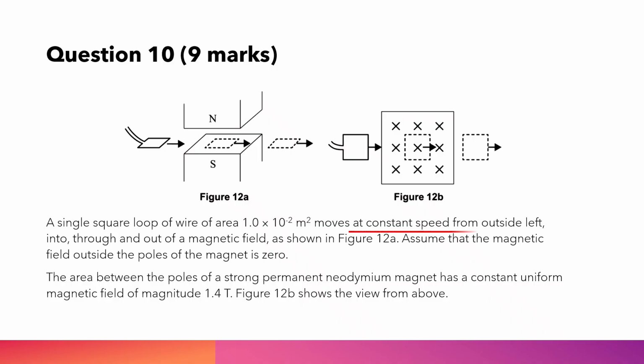A single square loop of wire of area moves at constant speed from outside left, into, through, and out of a magnetic field, as shown in Figure 12a. Assume that the magnetic field outside the poles of the magnet is 0. The area between the poles of a strong permanent neodymium magnet has a constant uniform magnetic field of magnitude 1.4 T. Figure 12b shows the view from above.